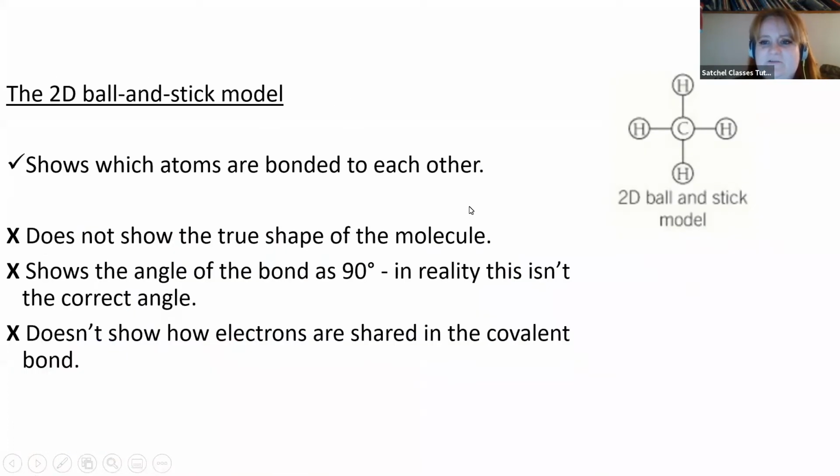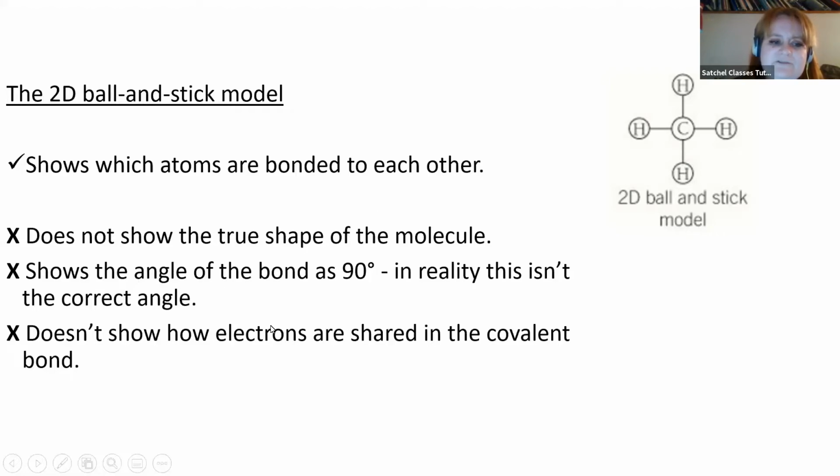Okay, so I've got the 2D ball and stick model. You may have seen this nice drawing in books of ball and stick. So the advantage is it shows which atoms are bonded to each other. Yep, the little line means a bond. It does not show the true shape of the molecule. Methane may not be shaped quite like this. It shows the angle of the bond is 90 degrees. In reality, it isn't. Okay, so these could be differently placed in real life.